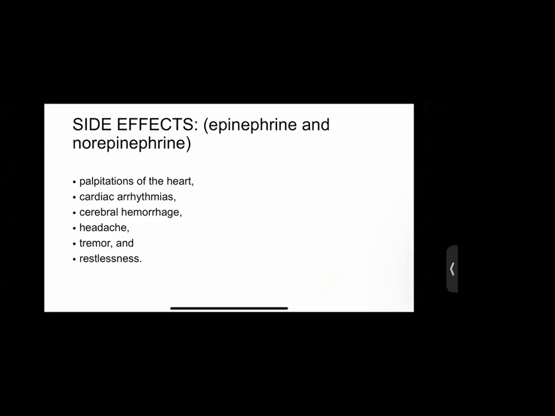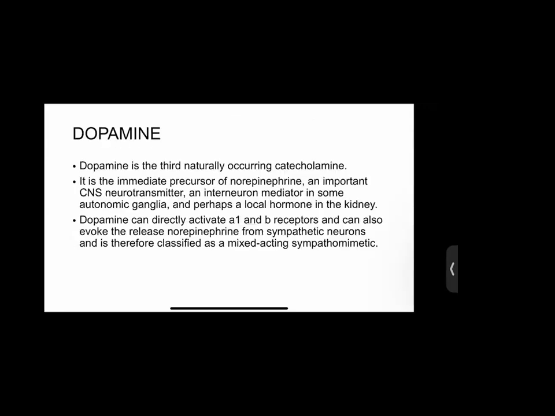Then the third one is dopamine, the third naturally occurring catecholamine, and the immediate precursor of norepinephrine. You can see when I talked about the biosynthesis, it is an important central nervous system neurotransmitter and an interneuron mediator in some autonomic ganglia, and perhaps a local hormone in the kidneys. Dopamine can directly activate alpha-1 and beta receptors and can also evoke the release of norepinephrine from sympathetic neurons and is therefore classified as a mixed acting sympathomimetic.